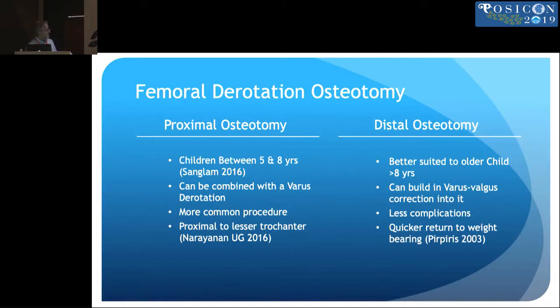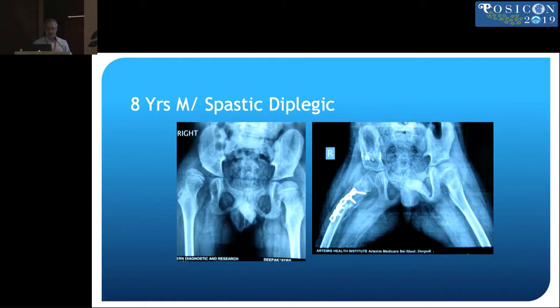Distal femoral osteotomy is better suited to an older child who's over 8, and you can build in various angulation correction or even a derotation at the knee level, with fewer complications and quicker return to weight bearing, according to some authors. Here is an example. This is a child who has a subluxed hip, and he has undergone a varus derotation in addition to a procedure on the pelvis in order to contain the hip.